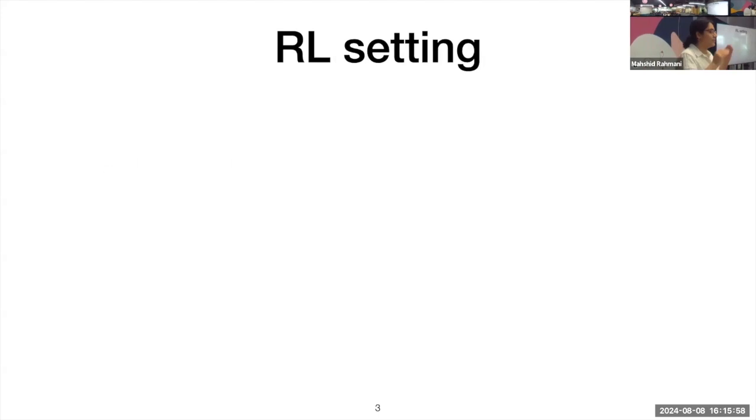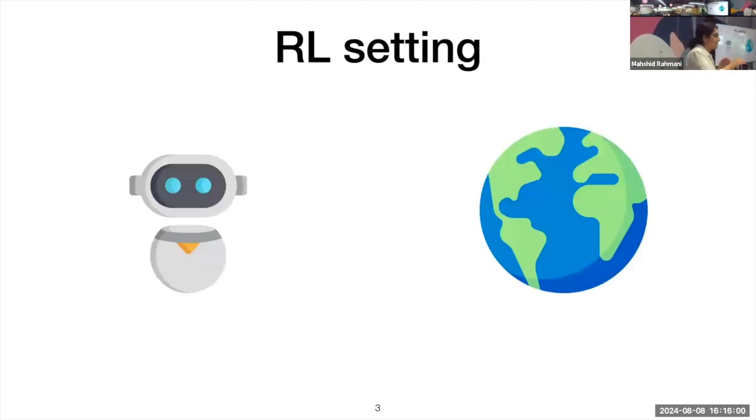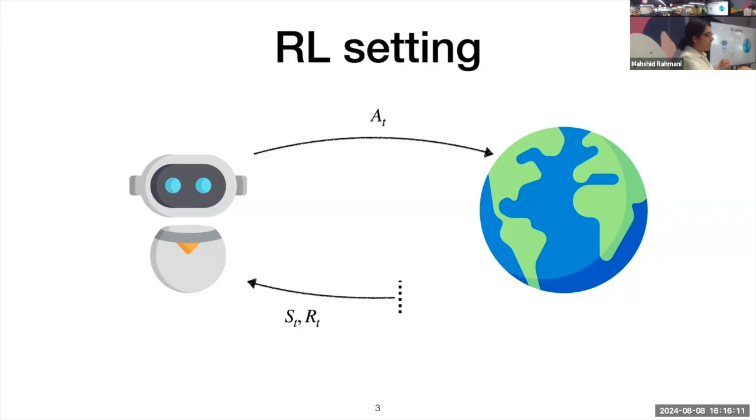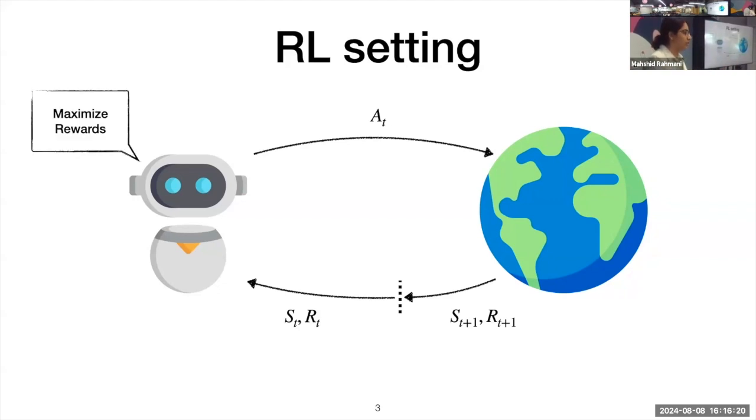So let's begin from the top, the RL setting. In RL, we usually have an agent and an environment. The agent takes the state and the reward from the environment and takes an action according to its policy. And then the environment will give the next state and the next reward. The goal of the agent is to maximize the cumulative reward. So it would make sense for the agent to pick the action where it would receive the best reward, or basically the best future rewards.